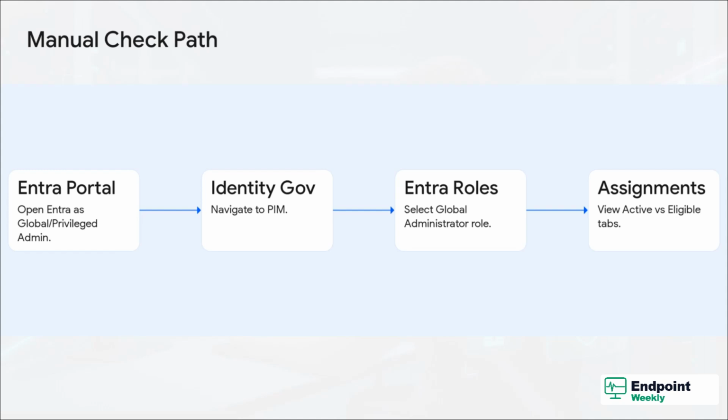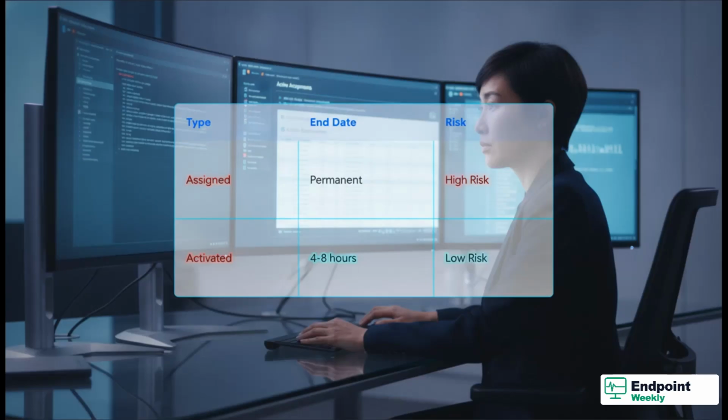This right here is exactly where the standing access problem hides in plain sight. When you're looking at that Active Assignments tab, you have to look really closely at the assignment type and the end date. If you see assigned and the end date says permanent, you are looking at a standing, high-risk assignment. But if you see activated with a hard, say, 4 to 8 hour expiry, okay, that's PIM working exactly like it should.